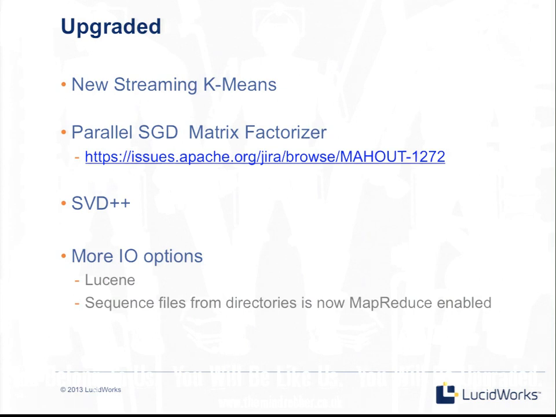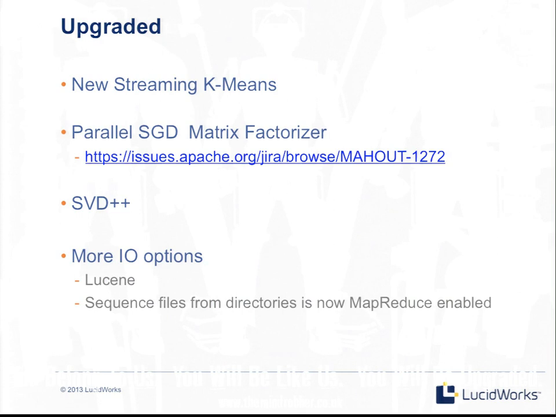Some other ones, things like parallel SGD matrix factorizer. So this is using a stochastic gradient descent approach to matrix factorization and then also doing that in parallel, i.e. on Hadoop. We've got one of the underpinnings of a lot of machine learning algorithms called singular value decomposition. We've upgraded some of the capabilities around that. Singular value decomposition essentially allows you to separate the noise from the signal, if you will.